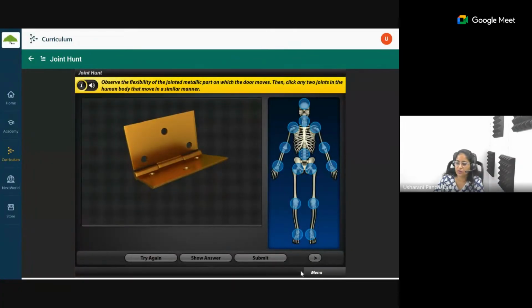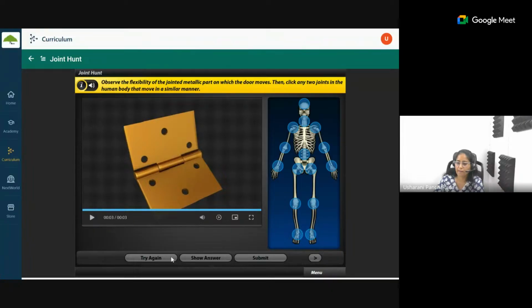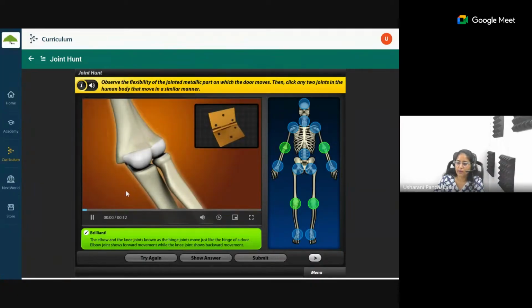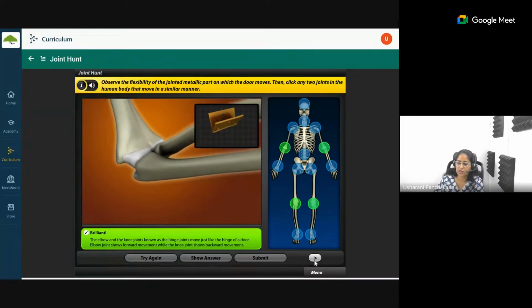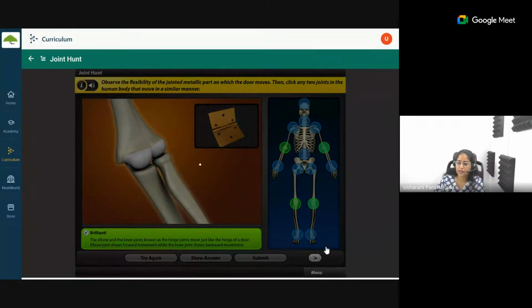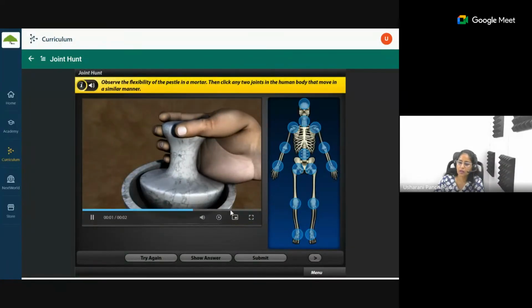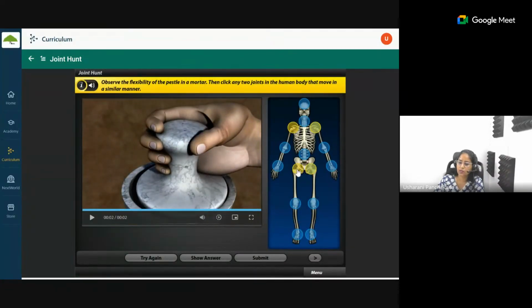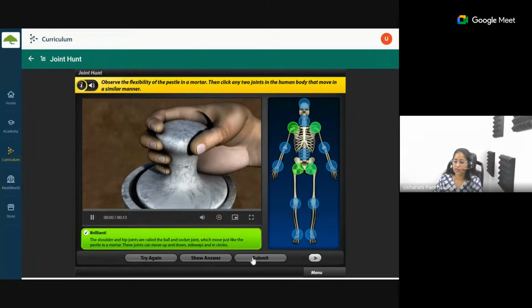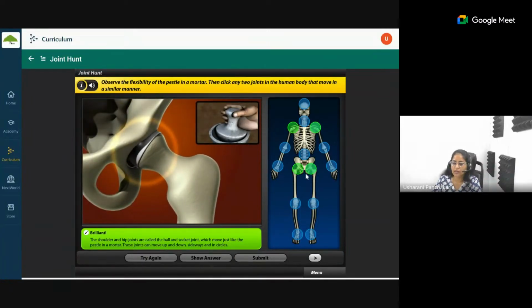You can play the video: observe the flexibility of the jointed metallic part on which the door moves. Then, click any two joints in the human body that move in a similar manner. If I click on the hinge joints, you can see both of them animating in the same direction. The same way goes with the next, that is the ball and socket joint. So these are where you can see the ball and socket joint at the shoulder and the girdle.